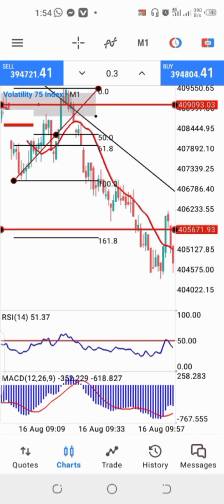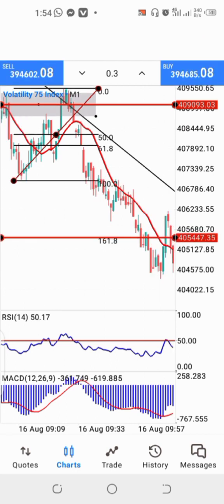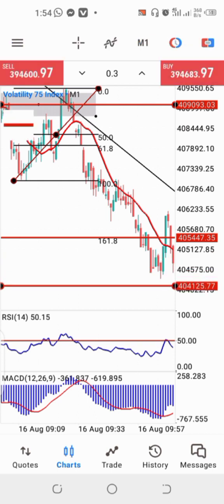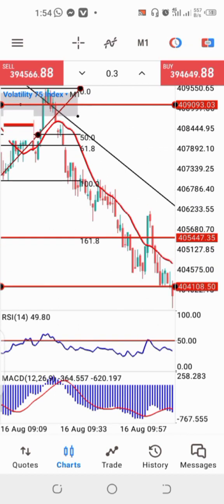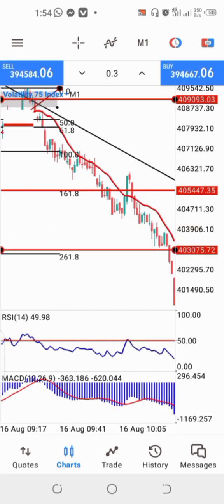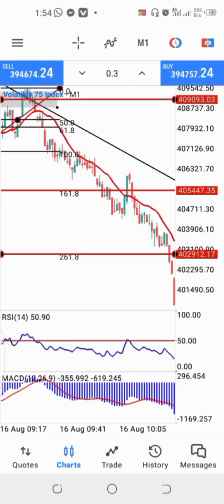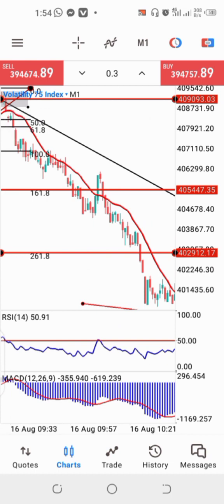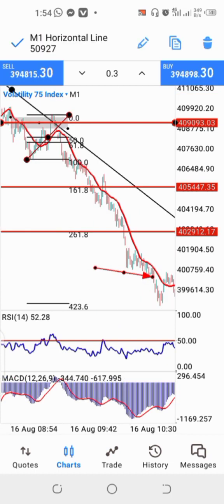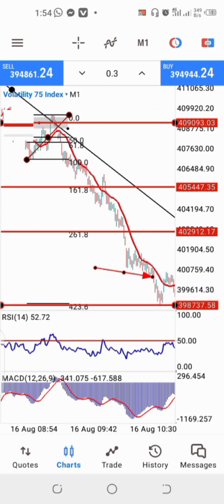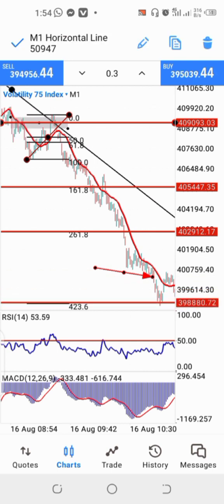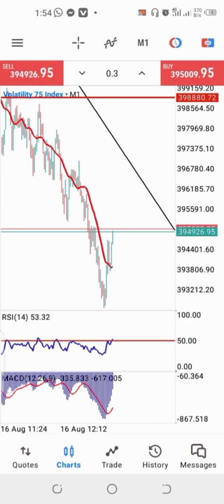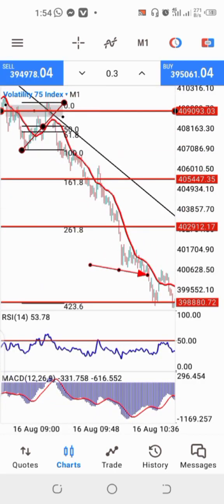Then for your TP2, you can go for the next extension level, which is 261.8. For TP3, you can equally go for the next extension level, which is 423.6. It is 423.6. Hope you can see it, guys.